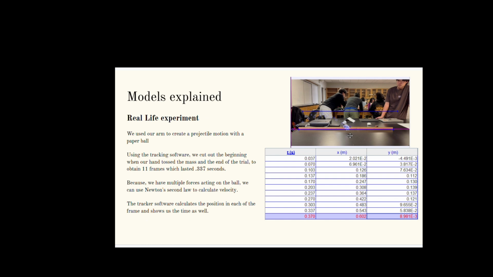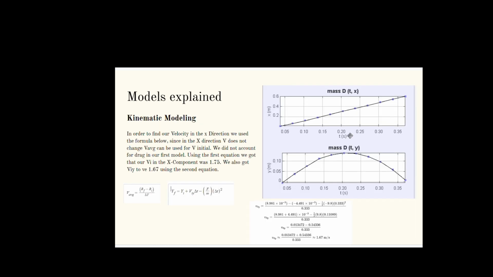0.337 seconds. Because we have multiple forces acting on the ball, we can use Newton's second law to calculate velocity, and then use that to calculate position. The Tracker software calculates the position of each frame and shows us time as well. And then from this, we were able to use our initial velocity in the x and y for both our models. So in order to find our velocity in the x direction, we used the formula below, which is V average equals rF minus rI over delta t.